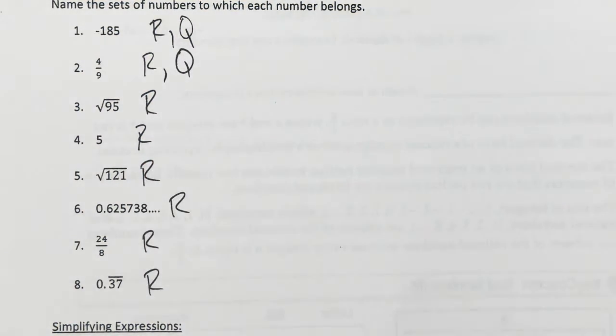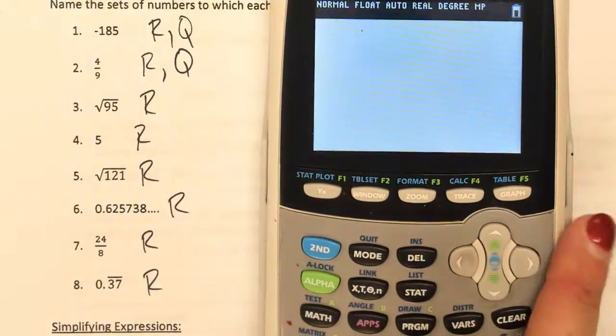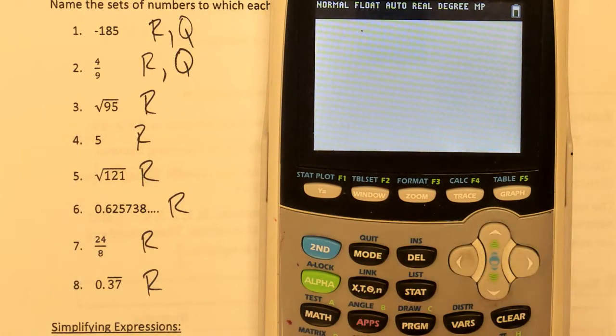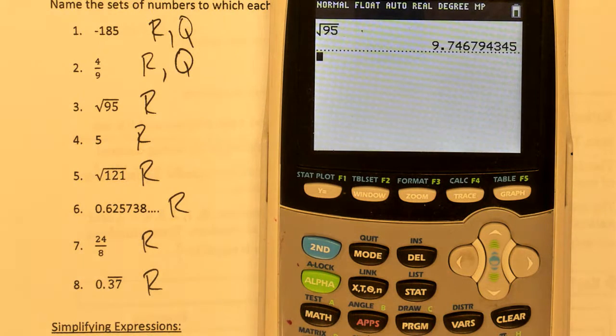Very good. All right, what about square root of 95? Do you remember how to type that in? Type it in your calculator real quick and make sure you can get the same number. Make sure you know how to type it in, guys.